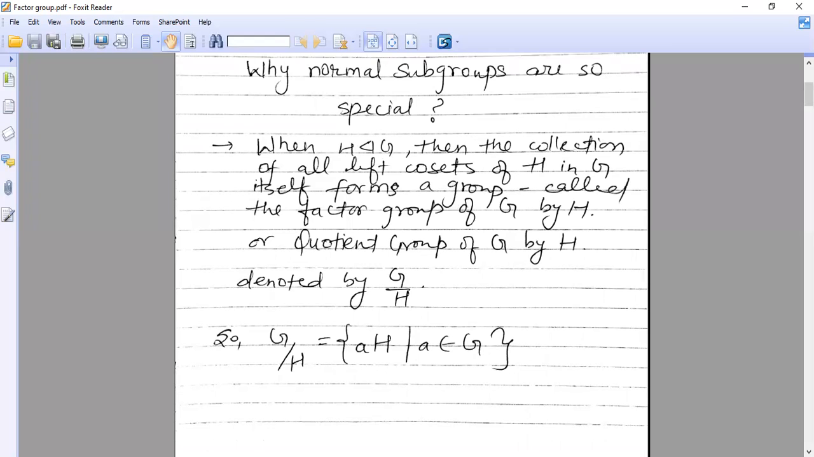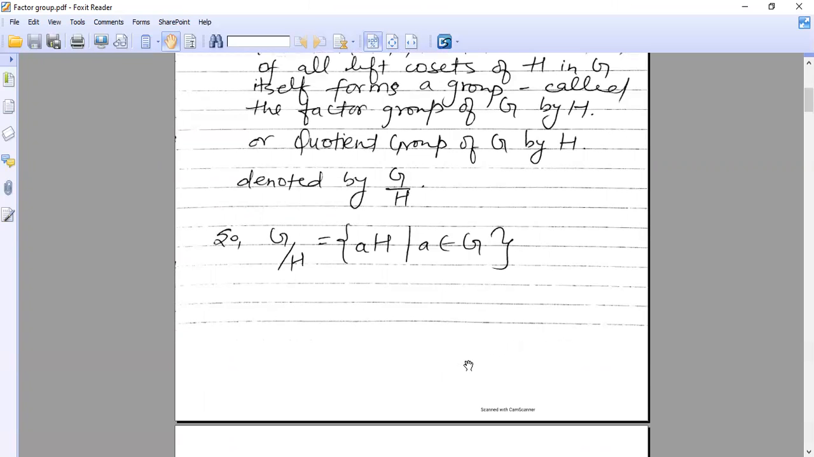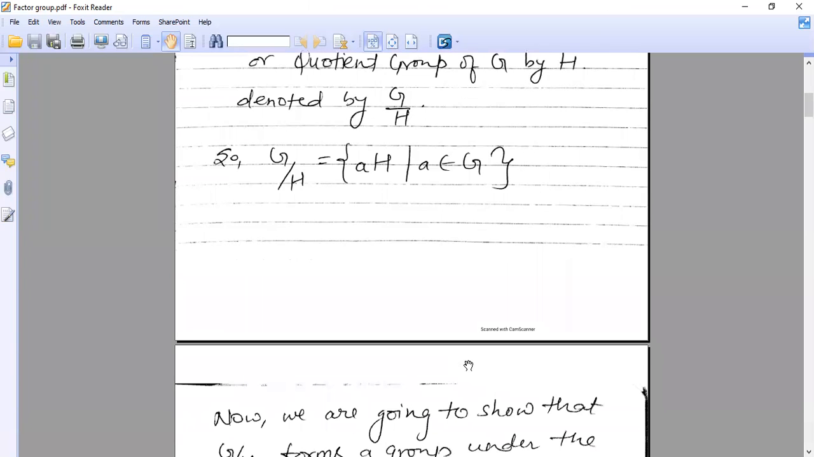So this is the notation of a factor group. If H is a normal subgroup of G, then G upon H is a factor group. And as I told you, the factor group is the collection of all the left cosets or right cosets. I have used the left coset notation. So G upon H is equal to {aH such that a belongs to G}. So this is your factor group. Now we are saying that this collection aH such that a belongs to G, that is, the collection of all the left cosets of H in G, forms a group. Now we will prove that this collection is a group.